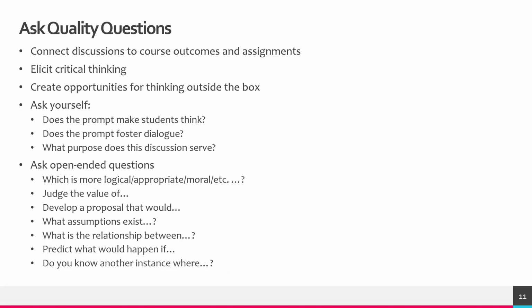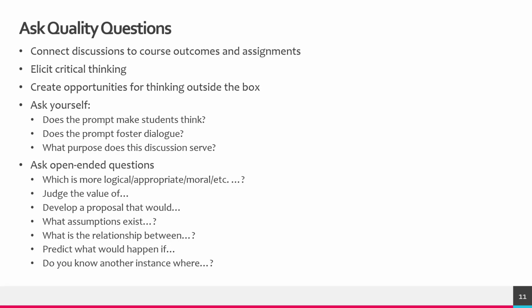But as far as asking quality questions, you want to make sure that your questions are connected to the course outcomes and to other assignments in the course. When there are discussions that aren't connected to the other content, it feels like busy work to the student. And of course, they're not going to be engaged when it feels like busy work. You want to ask questions that elicit critical thinking. So again, this goes back to asking open-ended questions. You don't want to just ask questions that are going to get you a yes or a no. Create opportunities for thinking outside the box, and I'll talk more about some ideas for that in a minute.